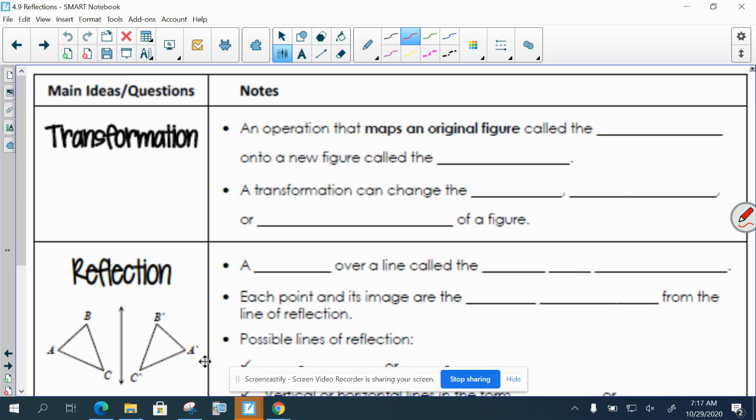Hello everyone, this is lesson 4.9 on transformations. Today in this video we're going to learn about reflections and translations.